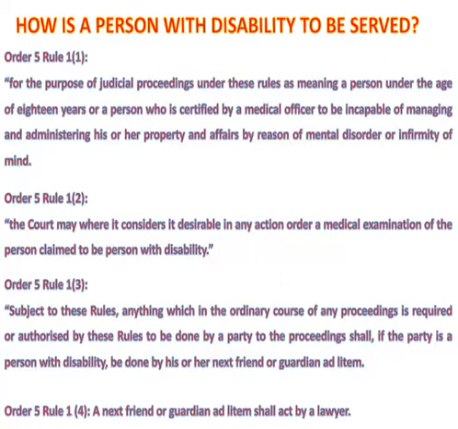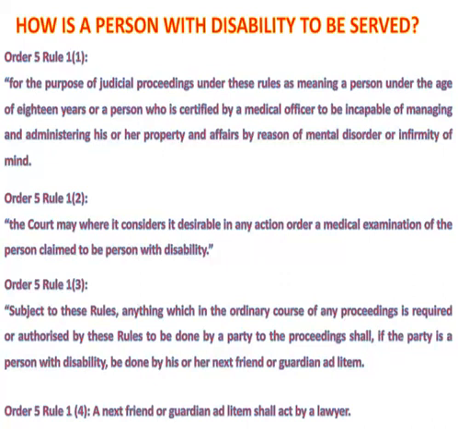Then we have Order 5, Rule 1, Sub Rule 2. It says that the court may, where it considers it desirable, in any action, order a medical examination of the person claimed to be a person with disability. Then Order 5, Rule 1, Sub Rule 3, it reads as follows, and I quote, subject to these rules, anything which in the ordinary course of any proceedings is required or authorized by these rules to be done by a party to the proceedings shall, if the party is a person with disability, be done by his or her next friend or guardian ad litem.